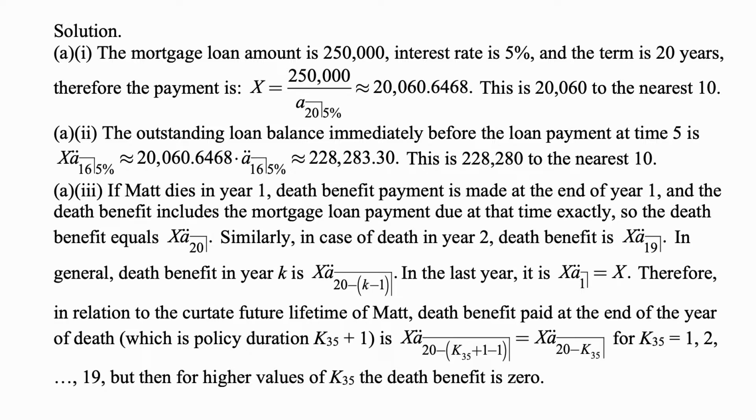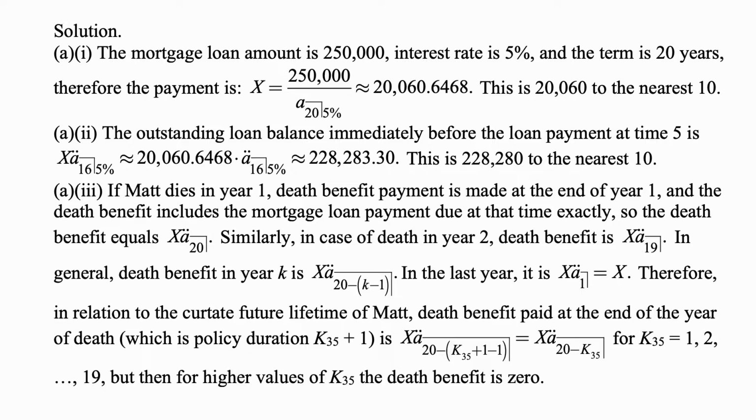Part A, Part 3, if Matt dies in year 1, death benefit payment is made at the end of year 1, and the death benefit includes the mortgage loan payment due at that time exactly, so the death benefit equals X a double dot angle 20. In case of death in year 2, death benefit is X a double dot angle 19. In general, death benefit in year K is X a double dot angle 20 minus K minus 1. And in the last year, it's X a double dot angle 1, so it's X.